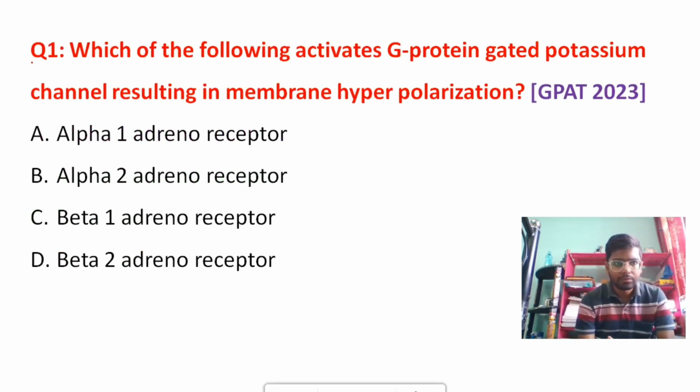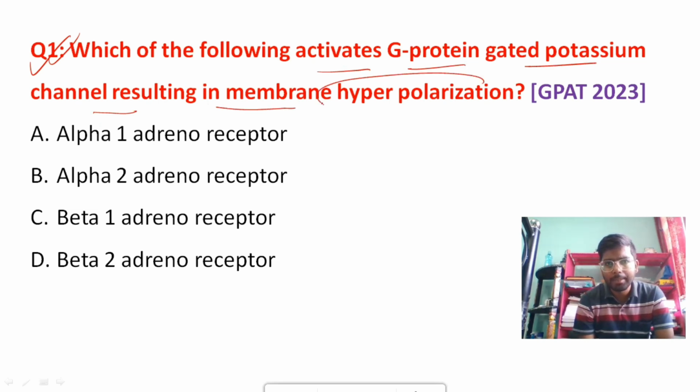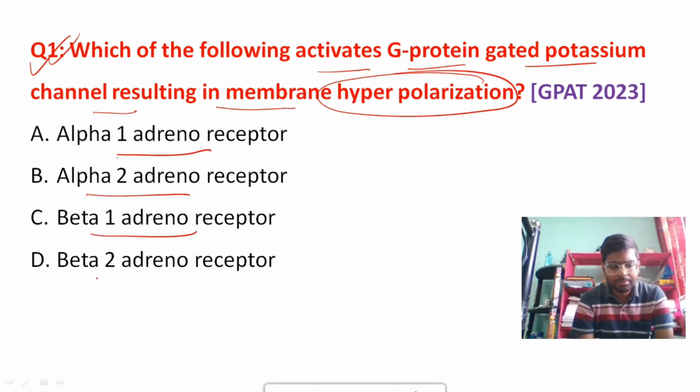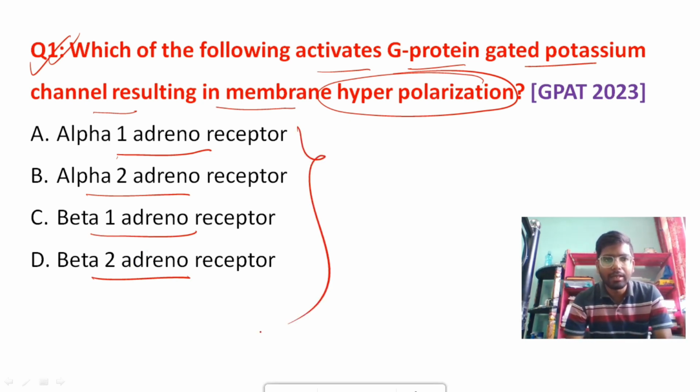Okay, so today's first question: which of the following activates G protein gated potassium channel resulting in membrane hyperpolarization? Options are alpha 1 adrenoreceptor, alpha 2 adrenoreceptor, beta 1 adrenoreceptor, and beta 2 adrenoreceptor. You can pause the video and answer yourself, and I am explaining what the answer will be.